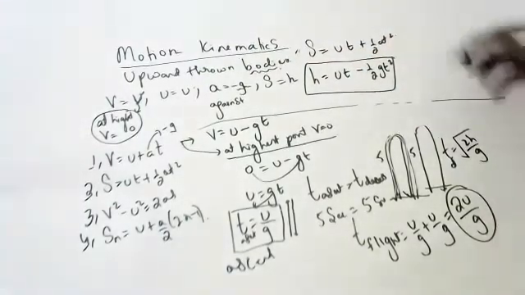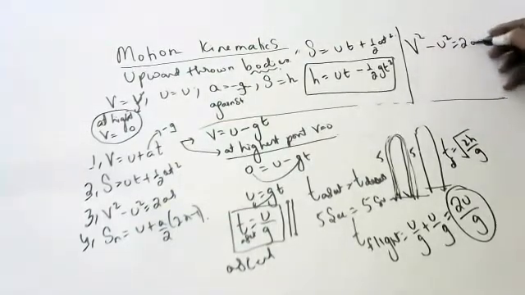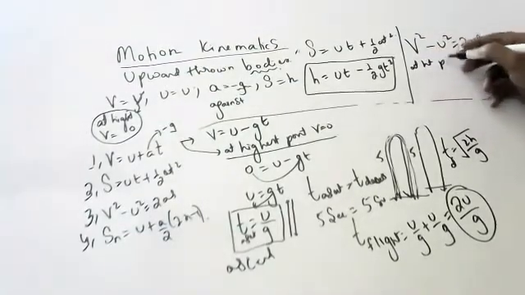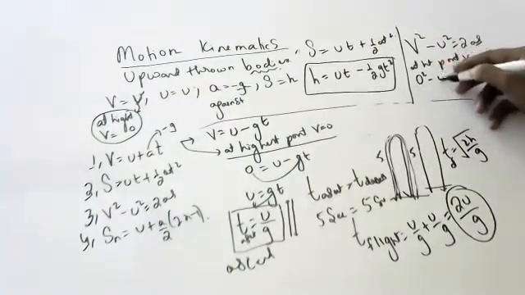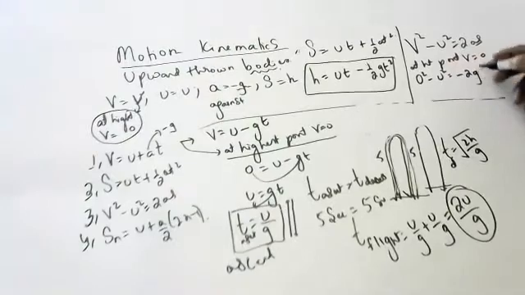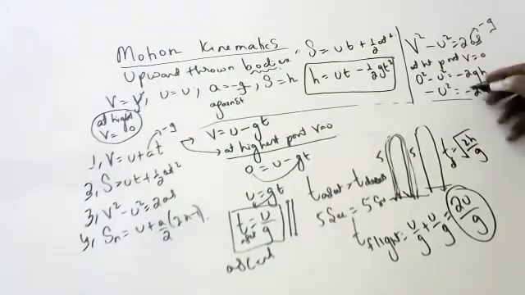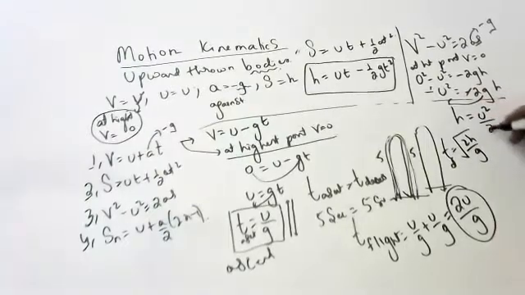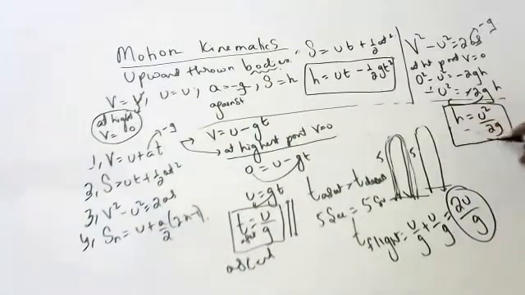And last but not least, very important, the third equation of motion: v square minus u square is equal to 2as. At the highest point, v is equal to 0. The final velocity is 0. So 0 square minus u square is equal to minus 2gh, because a is minus g. So minus u square is equal to minus 2gh. Minus minus cancel, 2g will go down. h is equal to u square by 2g. This is the formula for maximum height attained by the body.